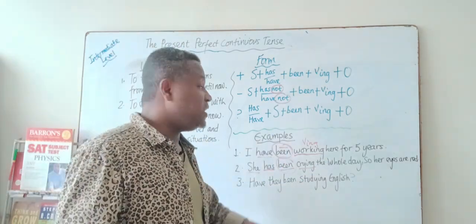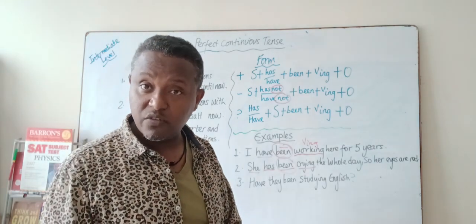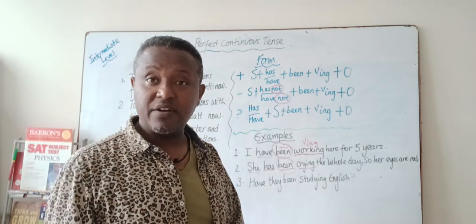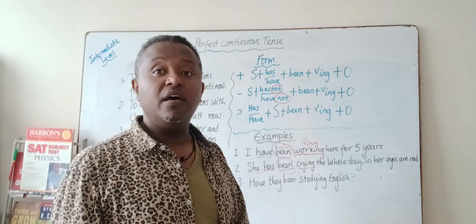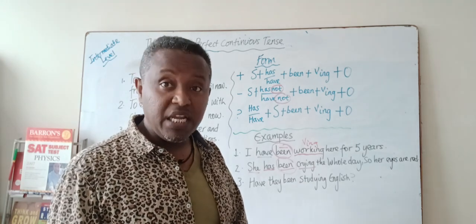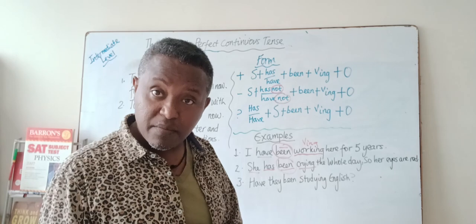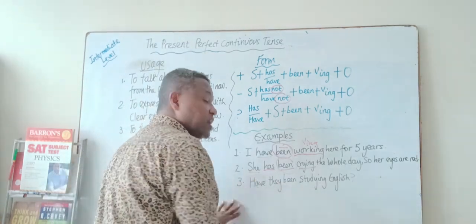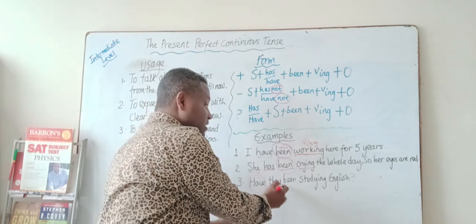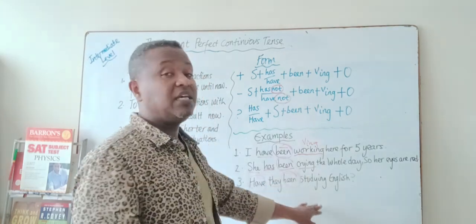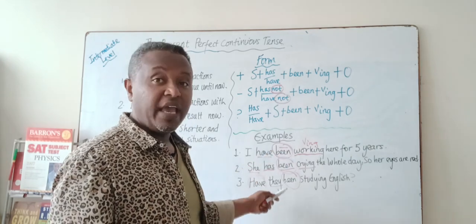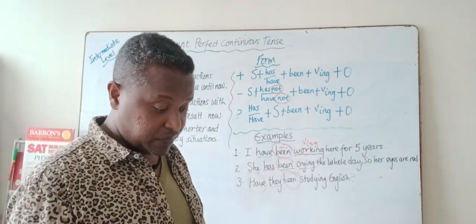Then have they been studying English? That is the question form. Have they been studying English? Has she been crying? Okay. Has he been reading, or has he been doing his assignment, etc. So these are still the verb to have comes to the beginning, and then the subject, been, plus study. So these are the different examples that we can mention.